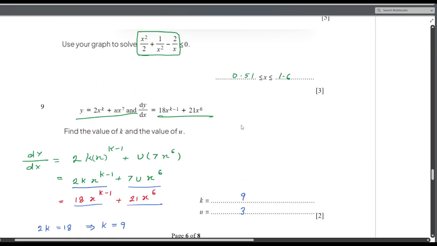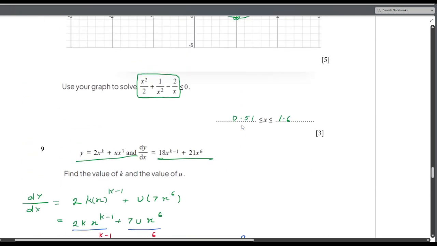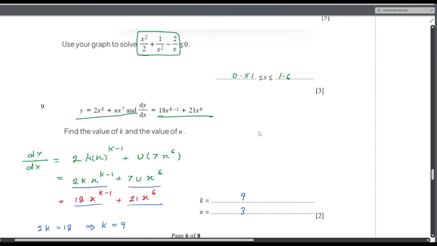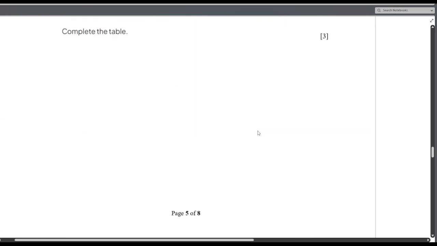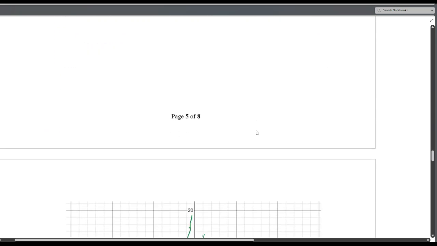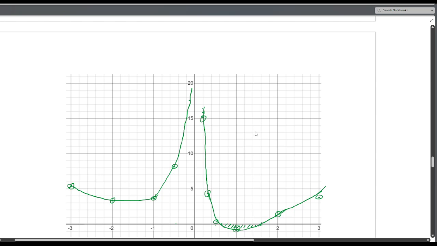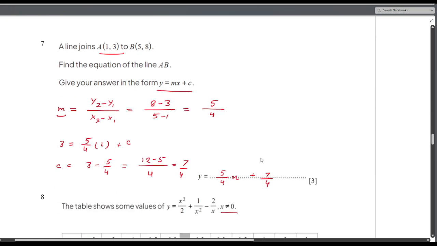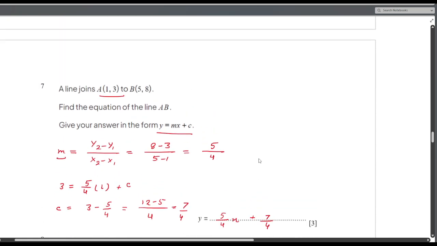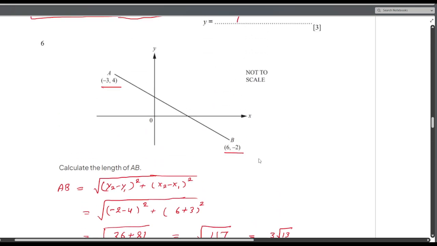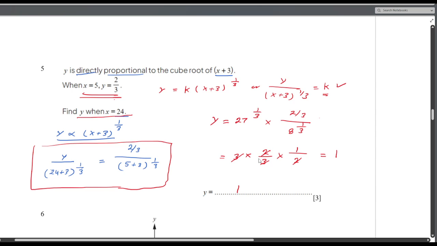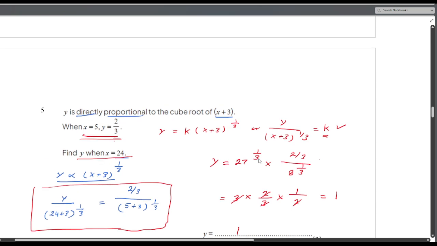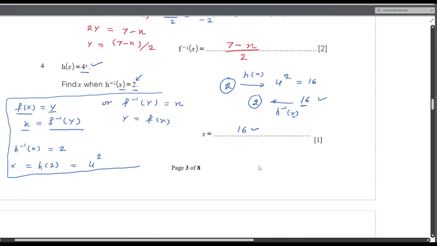Now this 9th question again is a simple question, only you have to compare two things. This is related with your derivation. Now this question number 8 is purely drawing a graph and finding the answer from the graph. Seventh question is related with the line, you have to find the equation of a line. Sixth question, again finding the distance. Question number 5 is related with direct proportion, a simple question.